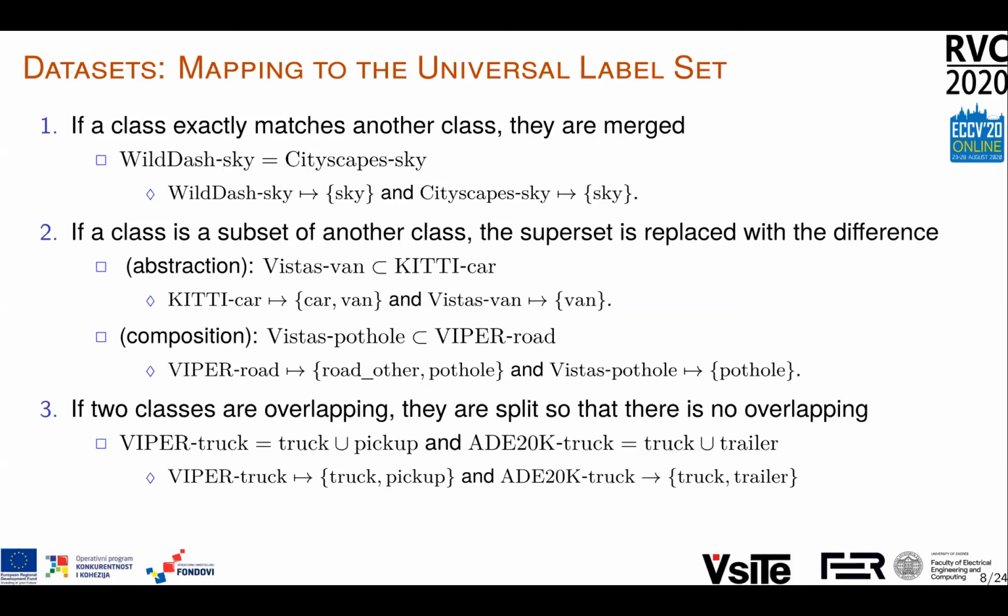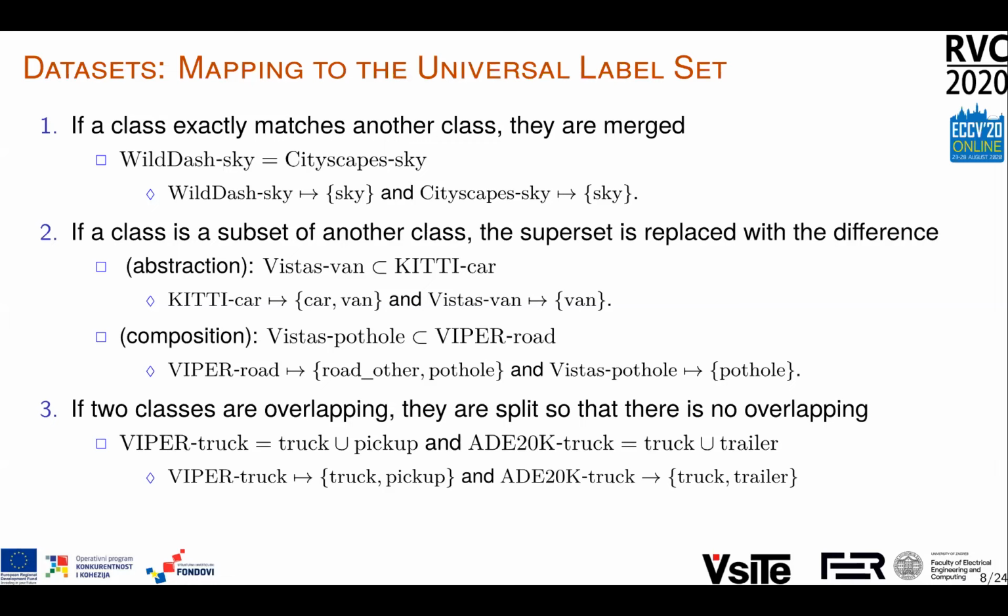Third, overlaps are split, so there is no overlapping left. For example, truck in Viper denotes trucks and also pickup trucks, but ADE20K truck denotes trucks and trailers. Therefore, Viper trucks get mapped to trucks and pickup trucks, whereas ADE20K trucks get mapped to trucks and trailers.